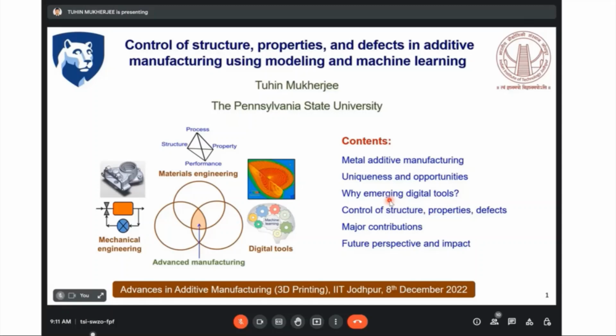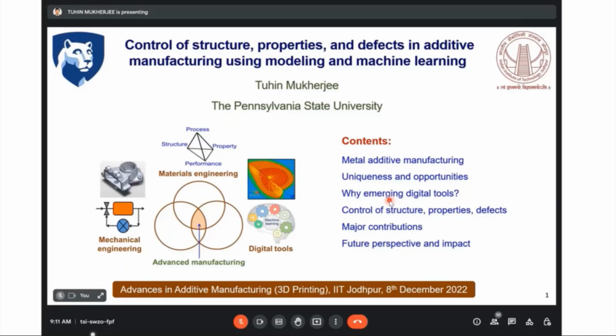As you know, traditional manufacturing processes evolved at the crossroad of mechanical engineering and materials engineering. But advanced manufacturing processes also need help from the emerging digital tools such as machine learning and mechanistic modeling. The manufacturing process that got the most benefit from these digital tools is additive manufacturing.